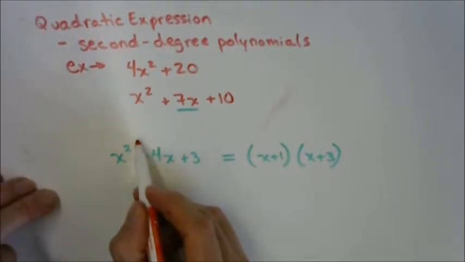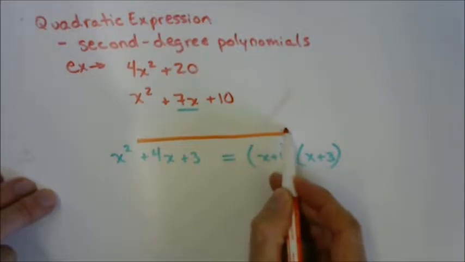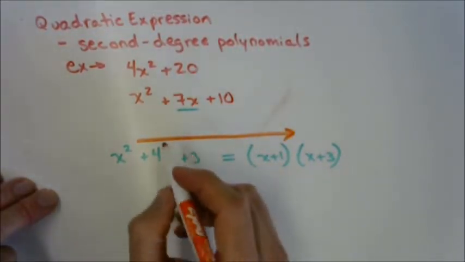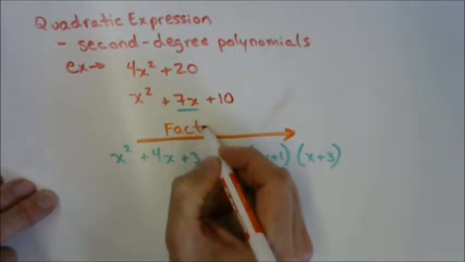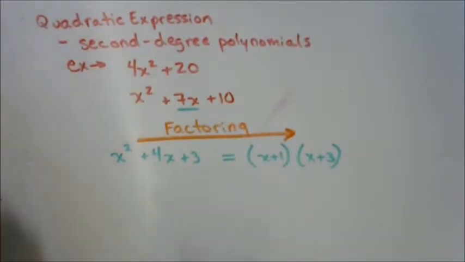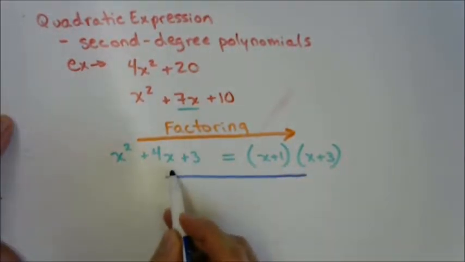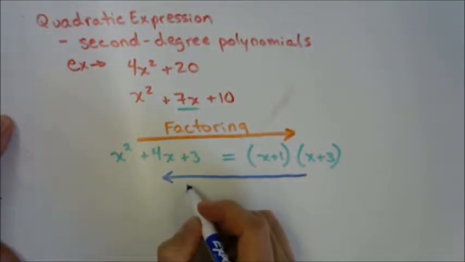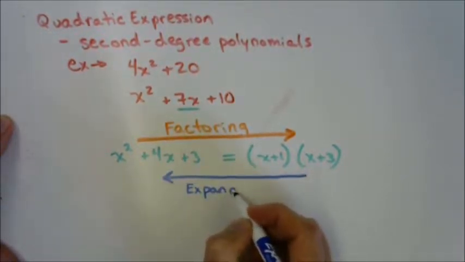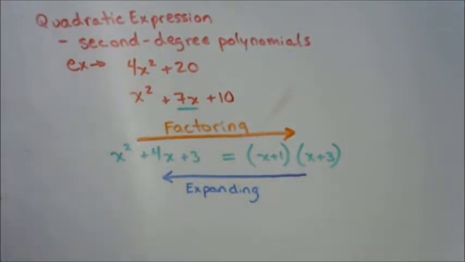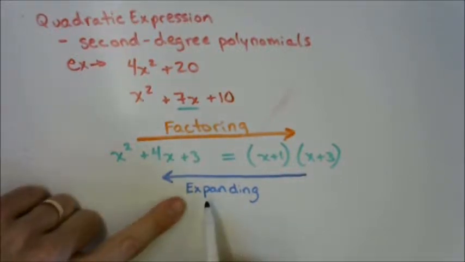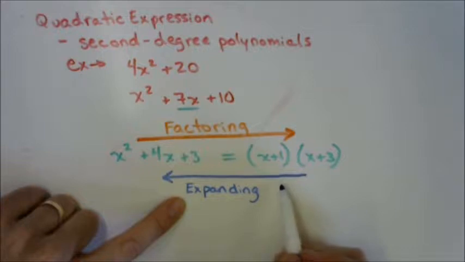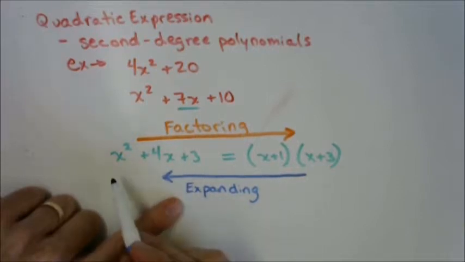When we go from the trinomial to the product of two binomials, it's called factoring. When we go from the factors to the expanded trinomial, it's called expanding. Now, what strategy do we have to expand two factors? How can I get from this two factors side, factored form, into standard form?